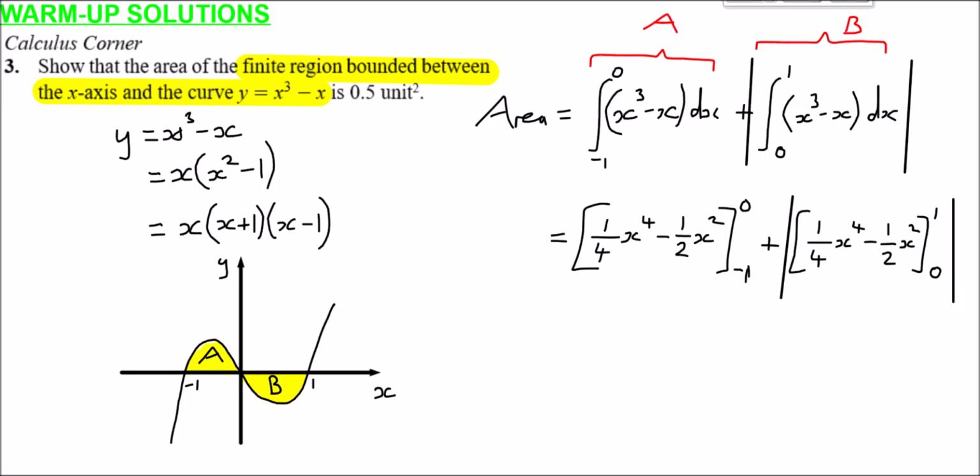So, for region A, first of all, I'll show you how to cheat and do this on the calculator in a second, so don't worry if you're thinking, how can the class whiz save my bacon? I'll show you how.